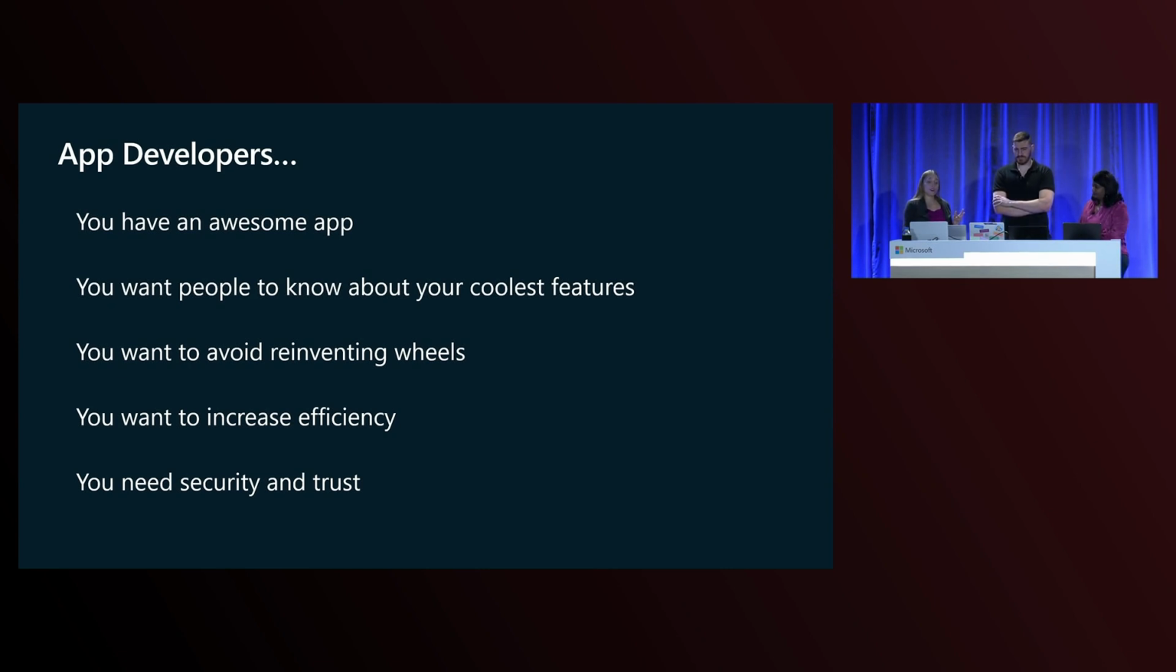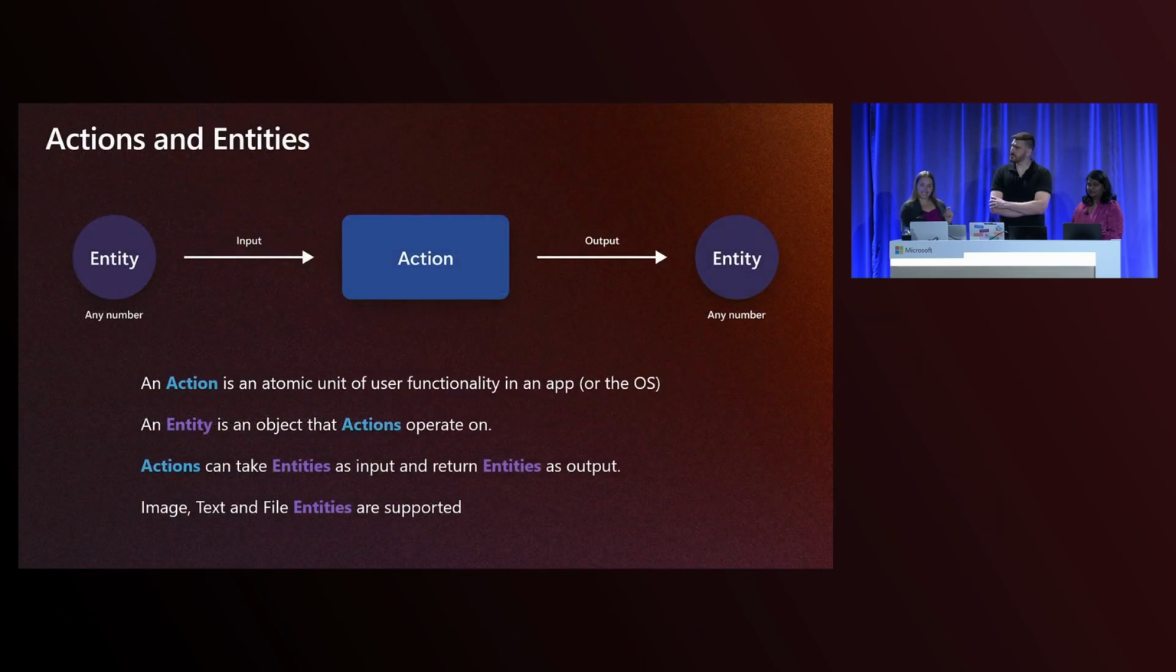So we'll talk a bit more about additional guardrails and controls that help you ensure trust for your users. And we're going to go into a little bit more detail about how App Actions is going to help you with all of these things. But first, I want to ground us on a couple of terms that we've been using, in particular actions and entities.